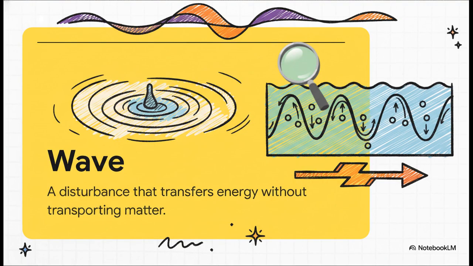Well, that ripple, that's a wave. And all a wave really is, is a disturbance that's moving energy from one place to another. Now here's the really important part. The water itself isn't actually moving across the pond. Nope, the little water molecules are pretty much just bobbing up and down in the same spot. It's the energy from the stone that's traveling. The energy moves, but the stuff it's moving through, the water, stays put.